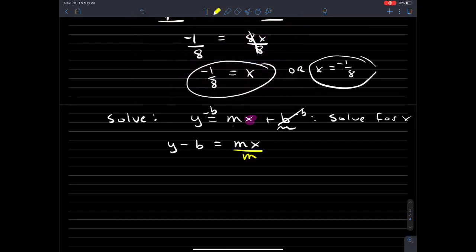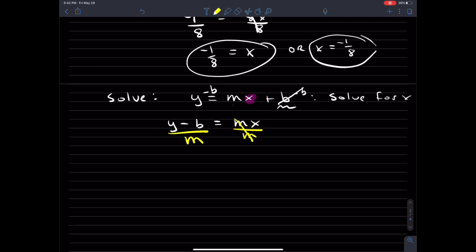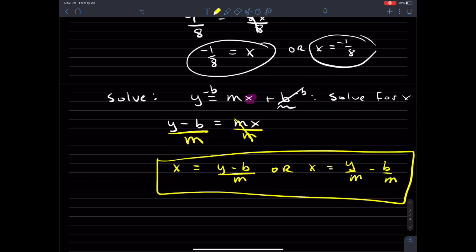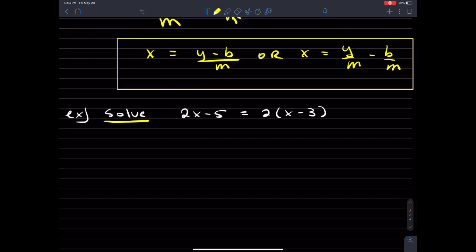And then divide both sides by m. And I've isolated the x on the right side, but I can write it on the left side. We can write it like we see it, or we can distribute that m, y over m minus b over m. Either way is correct. They're both good answers. Okay, here's another one to solve.